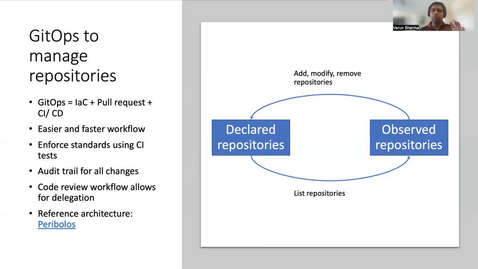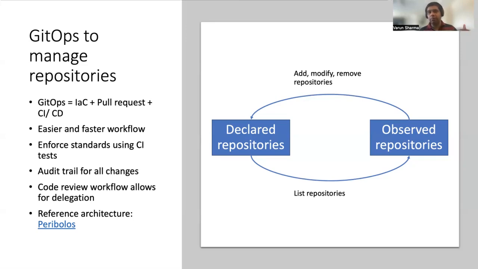And so you see this concept of declared repositories, where they're declared using code, and then whenever changes have to be done, that code is modified and those changes get done. So this has a lot of advantages in the sense that it makes the whole workflow easier and faster. You can enforce standards using CI tests. There's a clear audit trail of who made the change and who approved it. And you can delegate these changes.